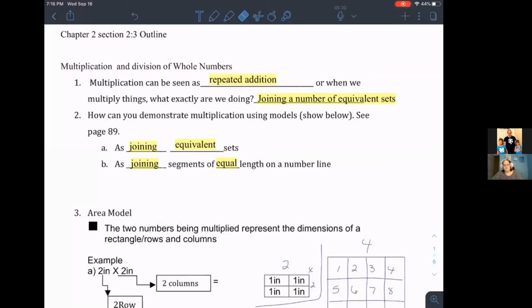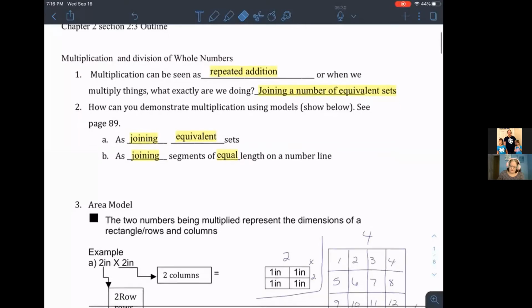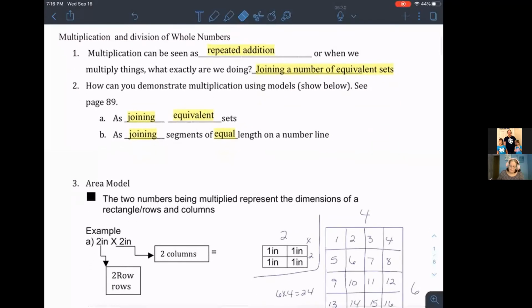All right, guys, let's do Chapter 2, Section 2.3 outline. We've got multiplication and division of whole numbers. Multiplication can be seen as repeated addition. When we multiply things, what exactly are we doing? We're joining a number of equivalent sets.